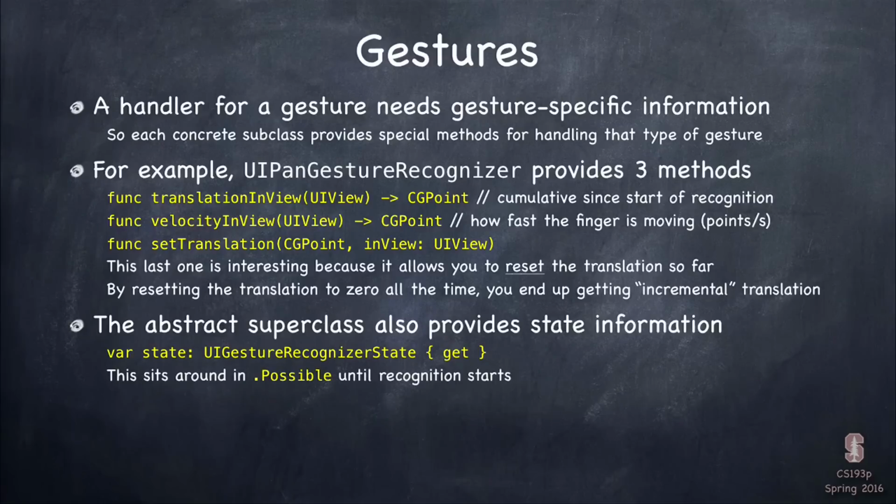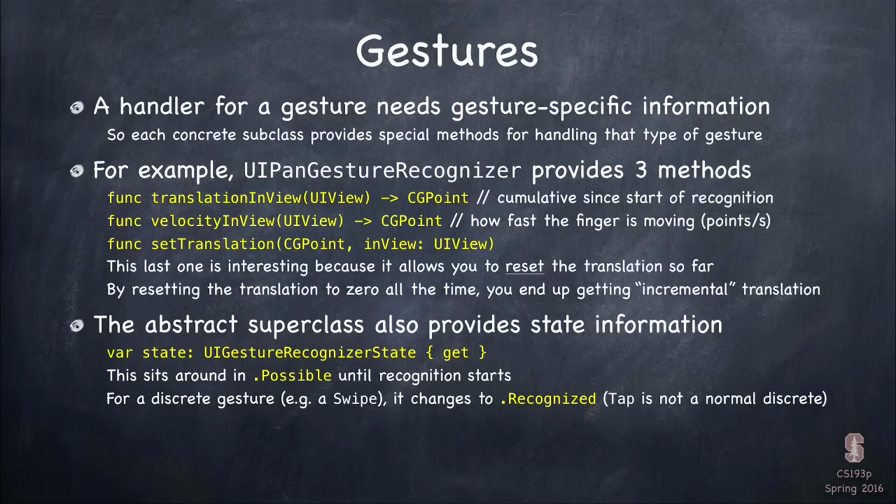So the abstract superclass of UIPanGestureRecognizer also provides a very important var, which is the state. I told you that these gesture recognizers go through a state machine, and this is how you can find out in your handler what state the gesture is in. So they all start out in the state possible, UIGestureRecognizerState.possible. Then for a discrete gesture like a swipe, once the swipe happens, it immediately goes to the state recognized. It recognizes the swipe. So your handler gets called, and the state will be recognized.